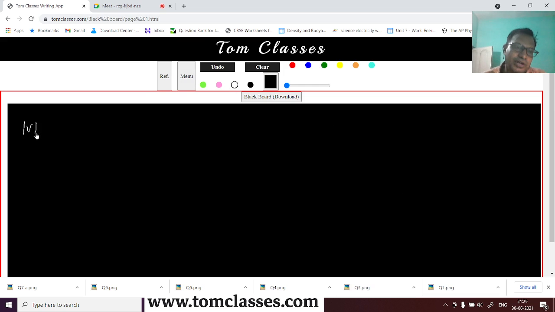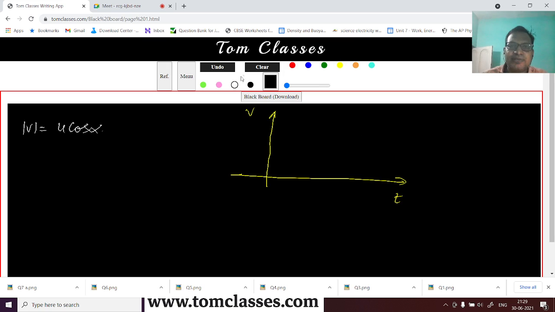So the magnitude of velocity is always u cos alpha, right? Okay, so the graph, if I have to draw, the graph of v versus t is always going to be a straight line. Okay, this is u cos alpha.